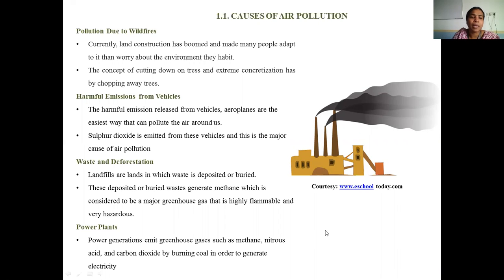And secondly, harmful emissions from vehicles release harmful gases that pollute the air around us, especially sulfur dioxide, which is emitted from these vehicles, and this is a major cause of air pollution. This is also considered a major chemical for acid rain and the greenhouse effect.